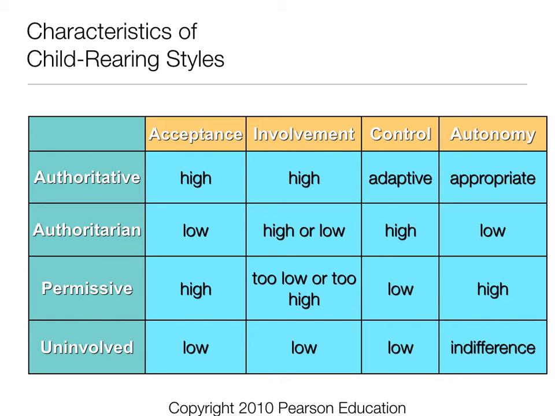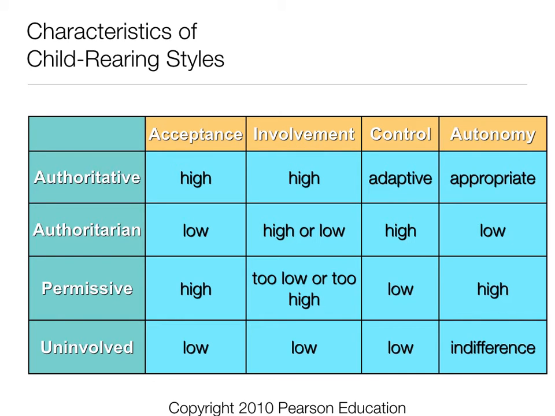So let's say we're talking about clothing, like what kids can wear. An authoritarian parent is going to control that very, very closely, sometimes even picking out outfits for children past when that's appropriate. Whereas authoritative parents may allow more flexibility in that.